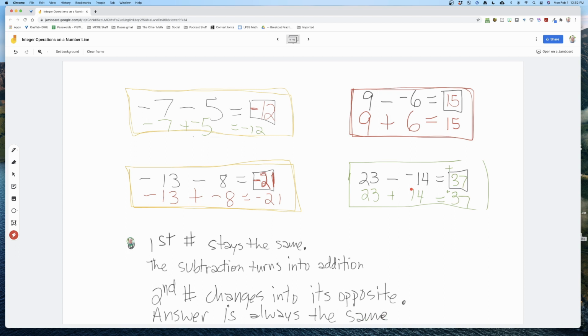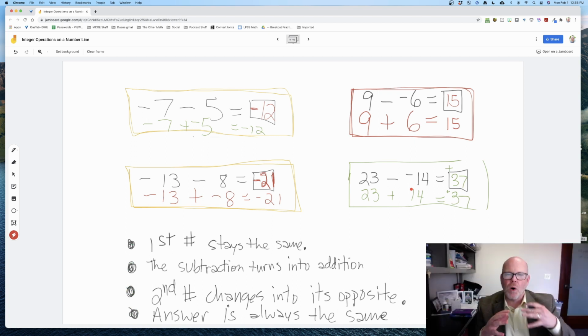The first number always stays the same. The subtraction turns into addition. The second number always changes into its opposite. And the answer is always the same. There's our four key things that we want students to eventually start to discover.